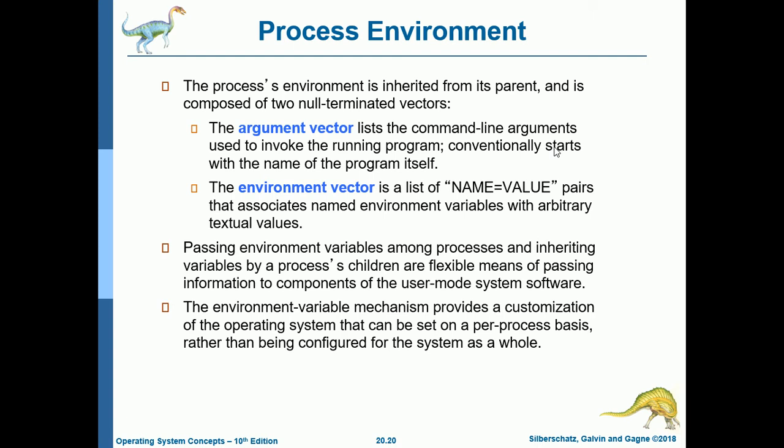Passing environment variables among processes and inheriting variables by a process's children are flexible means of passing information to components of the user mode system software. The environment variable mechanism provides a customization of the operating system that can be set on a per-process basis rather than being configured for the system as a whole.